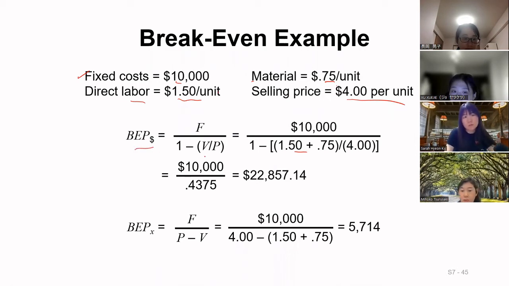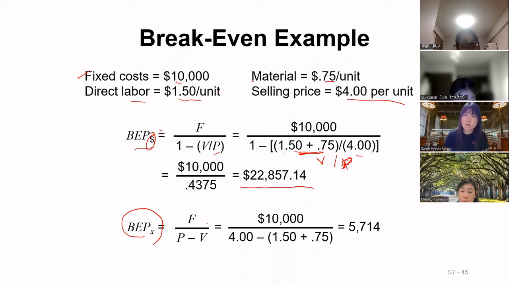So BEP in dollars is F divided by 1 minus V divided by P. So you'll have 10,000 divided by 1 minus 2.25 divided by 4. So in terms of dollars, the break-even is actually at $22,857. Okay. So below that, you're actually making a loss. Remember that: profit corridor and loss corridor. Loss means no money. So the break-even point for X is F divided by P minus V, which is 5,714 units or pieces of products.